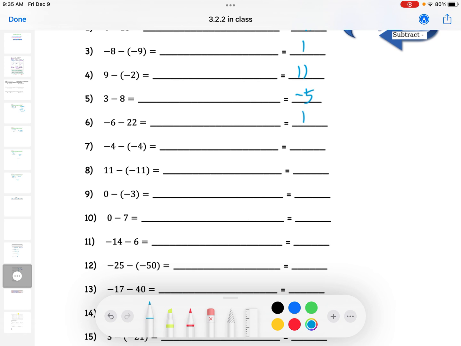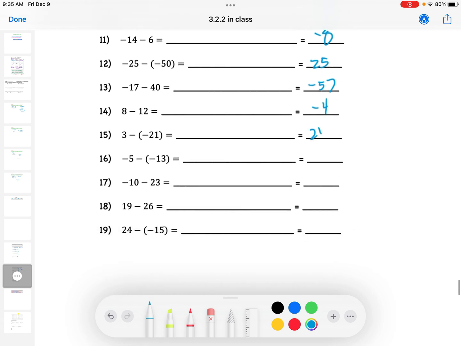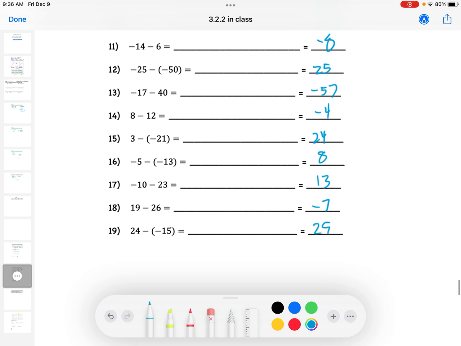What is this? 16? -16. No. There it is. That's the one I'm messing up. -28, right? 0. 22. 3, -7. Please make sure you show your work as you're checking this stuff. +25, -57, -4, 24, 8, 13, -7, and this would be what, 29. Hopefully I didn't make any mistakes.